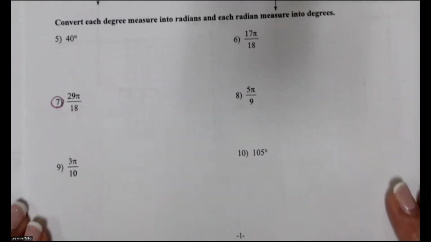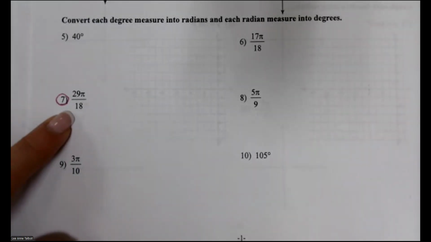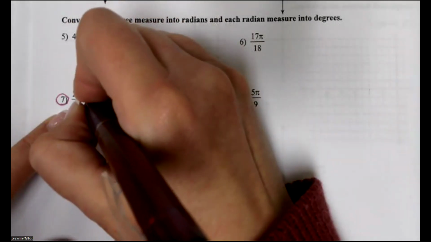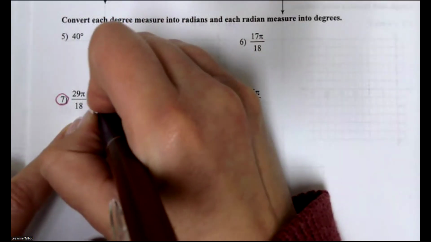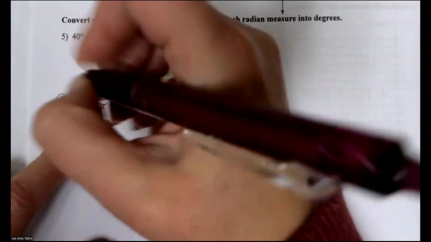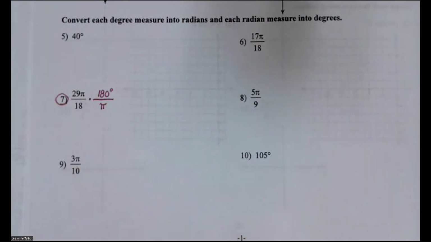Okay, number 7. Convert each degree measure into radians and each radian measure into degrees. Okay, this guy right here, is this degrees or radians? Radians. Okay, so you go times line, and you see how the pi is on the top, so you want to put your radians on the bottom, and pi radians is 180 degrees.